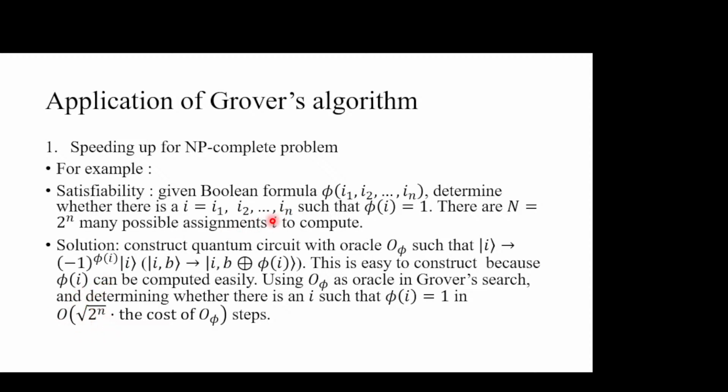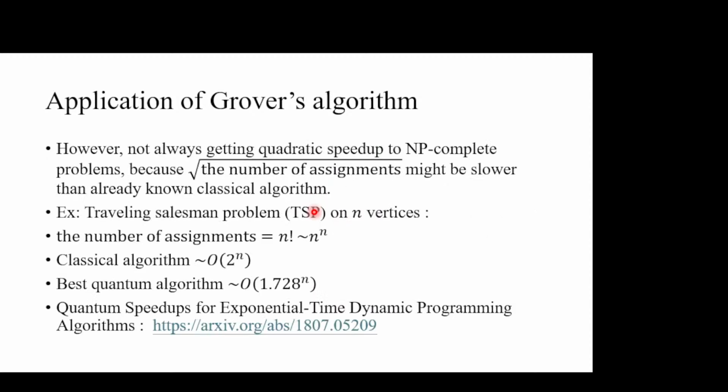Here it is square root of 2 to the n because we are talking about Boolean formulas. But as we said before, this square root speedup over brute-force search doesn't necessarily give a speedup over the best classical algorithm. For example, for the traveling salesman problem, there are n factorial possible assignments, and the classical algorithm can actually do order 2 to the n.